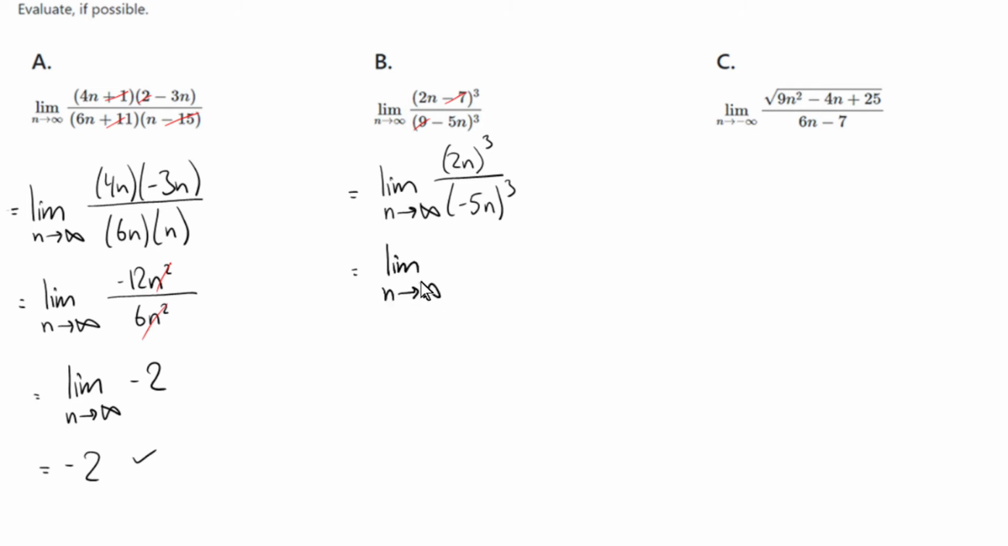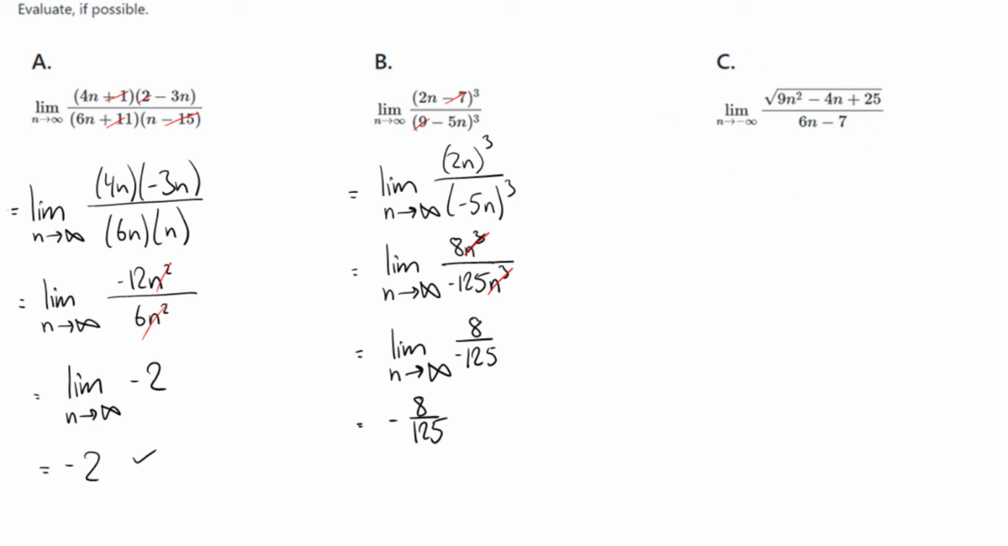If we evaluate those powers or simplify them, we're going to get, in the numerator, 8n cubed. In the denominator, negative 125n cubed. The n cubed factors cancel out like that. And then we're left with the limit as n tends to infinity of 8 over negative 125. So again, we have a constant here, which means that the limit is the constant.